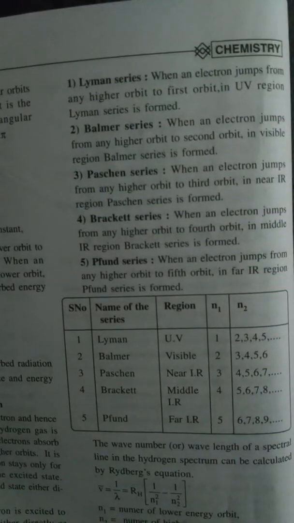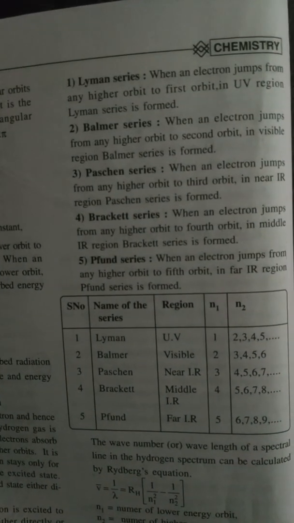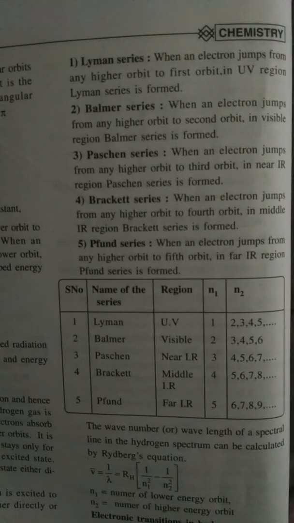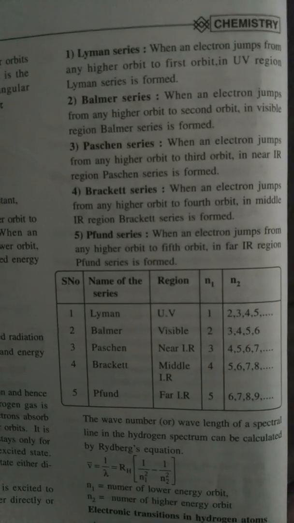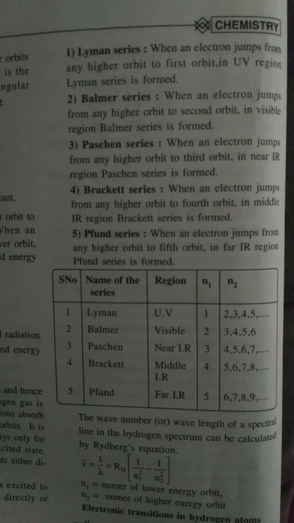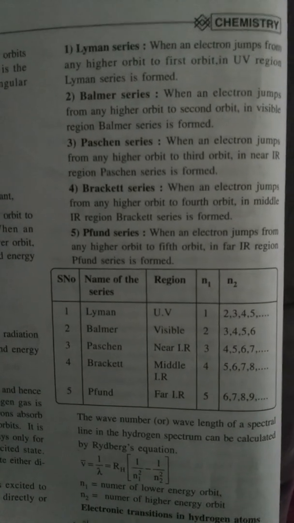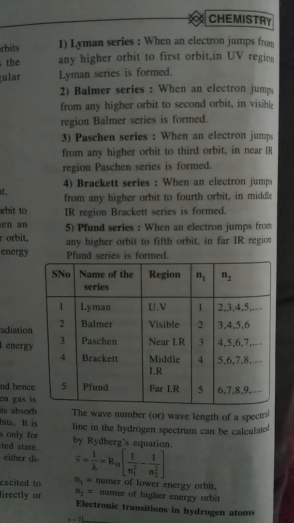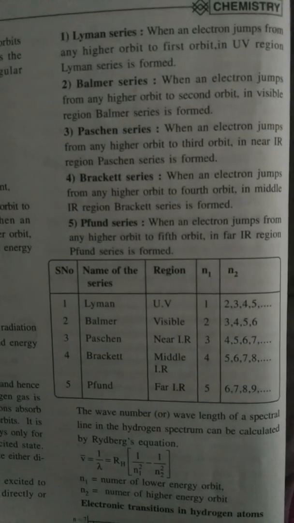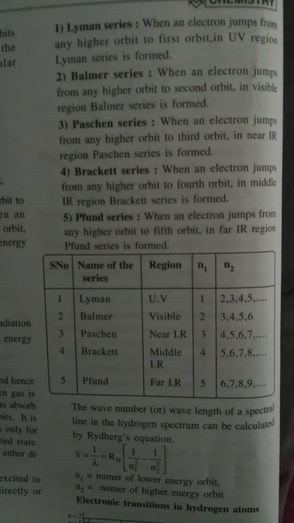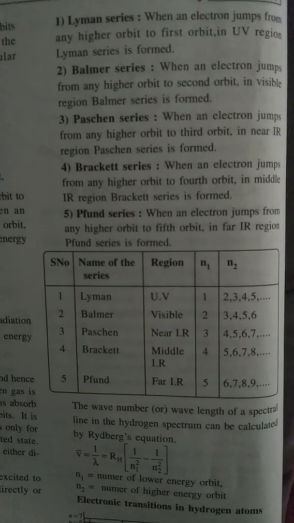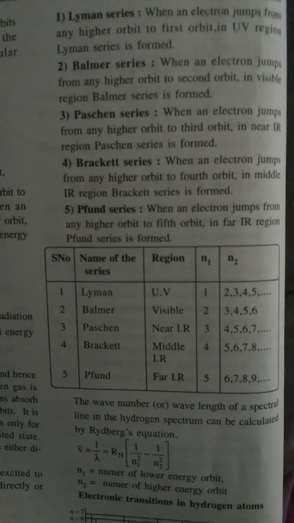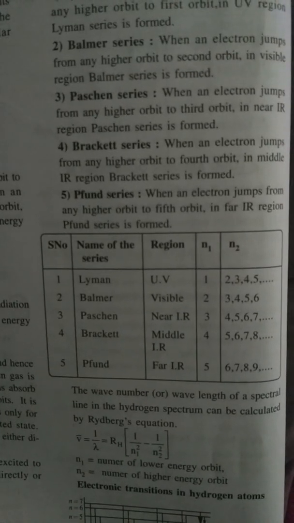When an electron jumps from any higher orbit to the first orbit in the UV region, Lyman series is formed. Balmer series: when an electron jumps from any higher orbit to the second orbit in the visible region, Balmer series is formed. When an electron jumps from any higher orbit to the third orbit in the near IR region, Paschen series is formed. Brackett series: when an electron jumps from any higher orbit to the fourth orbit in the middle IR region, Brackett series is formed. When an electron jumps from any higher orbit to the fifth orbit in the far IR region, Pfund series is formed.